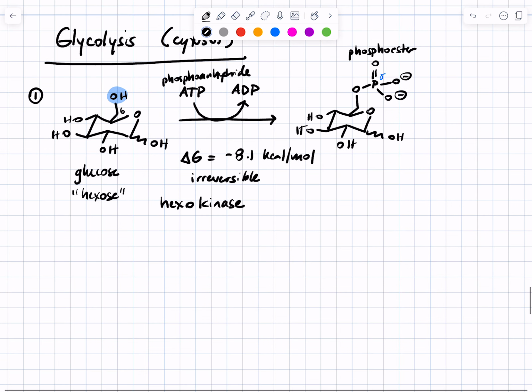Okay, so this first step, you may be wondering, what the heck is nature doing? I thought we wanted to generate ATP, and here we are spending it. It's going to be kind of like fatty acid beta oxidation.